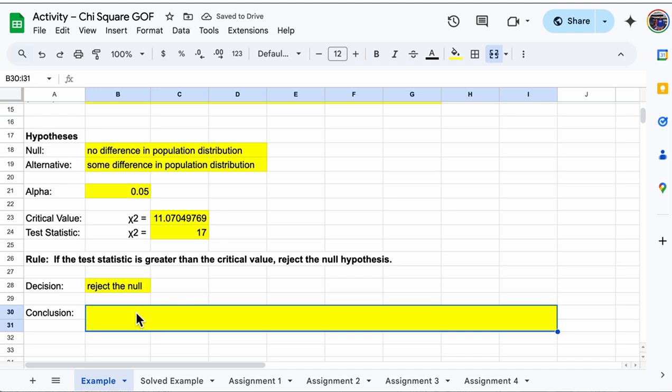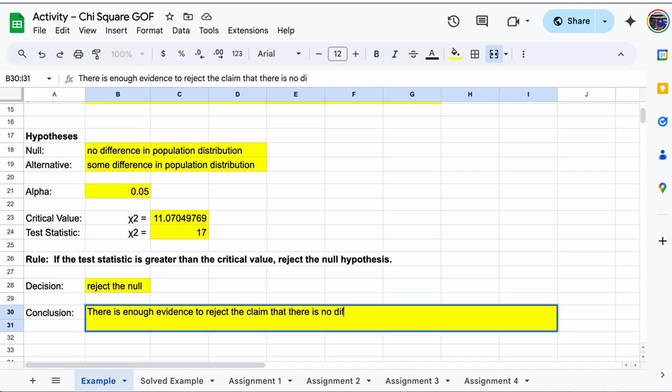All right. So we would say there is enough evidence to reject the claim, that's the null hypothesis, that there is no difference in the population distribution. Now, it's specifically of car color.